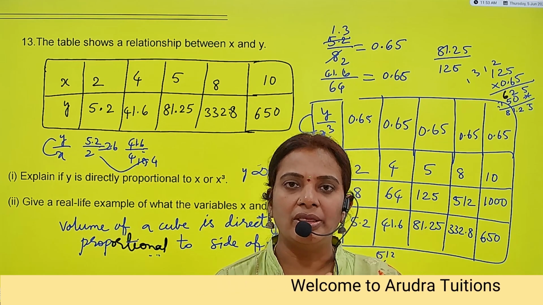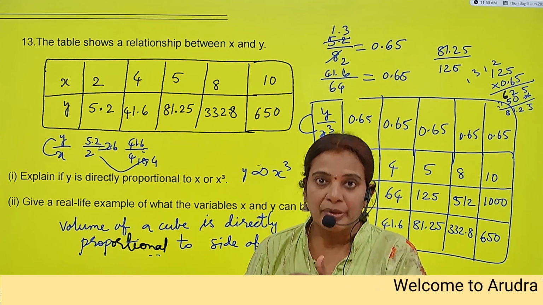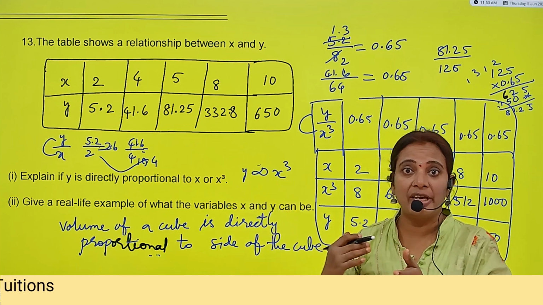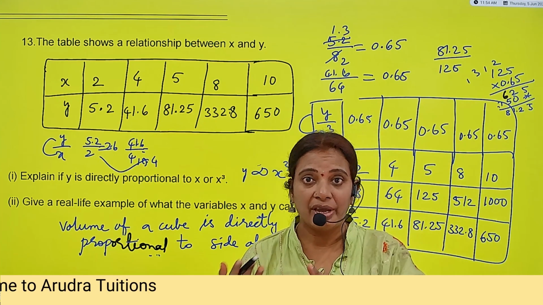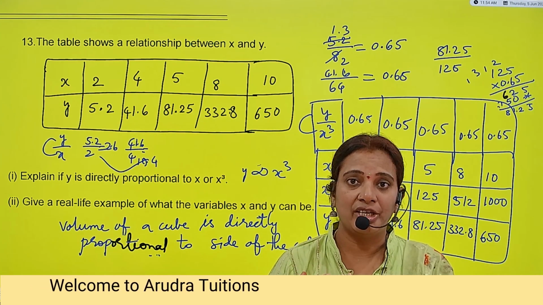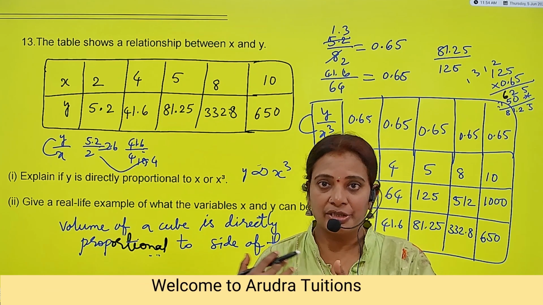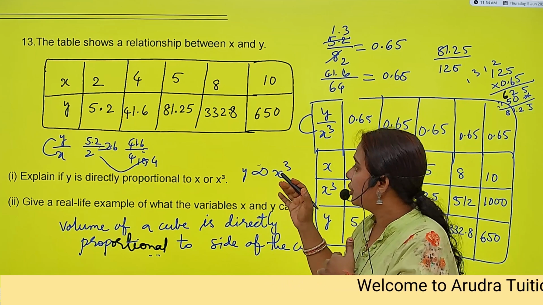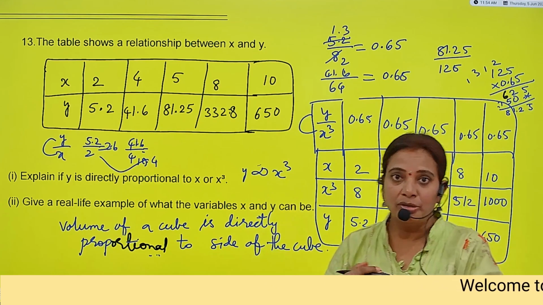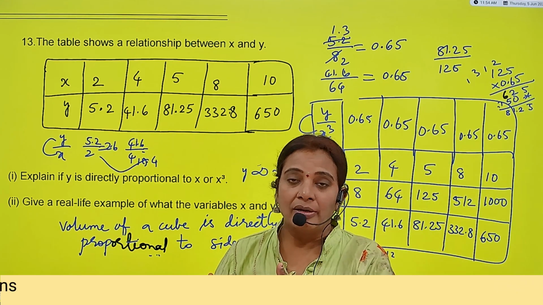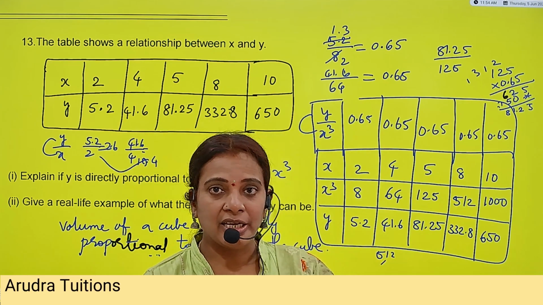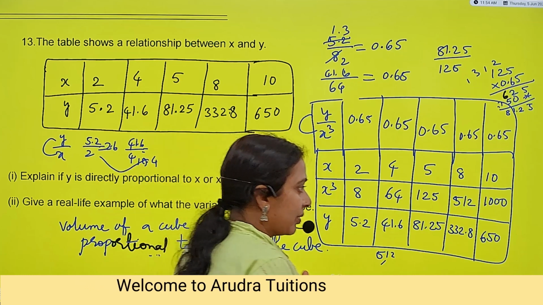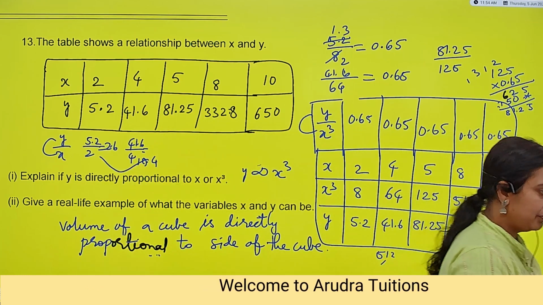This is the way to solve direct proportionality problems, and from these problems we can analyze where we use such relations in real life. It's the natural growth of bacteria, the volume of the cube, and in some questions the number of pencils, number of pens. Okay, thank you.